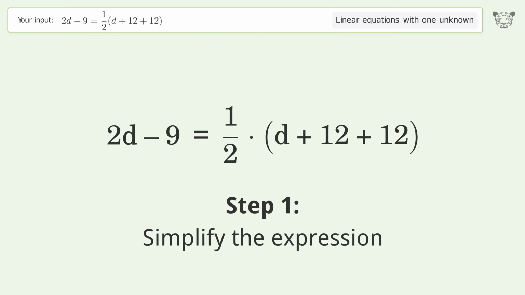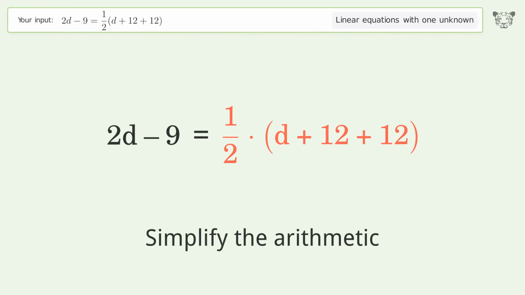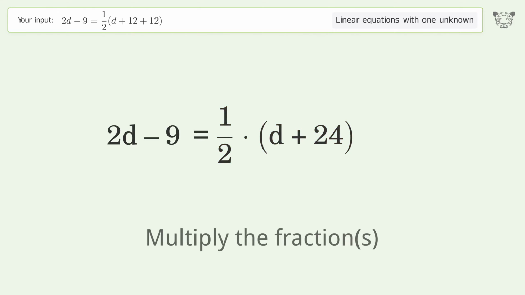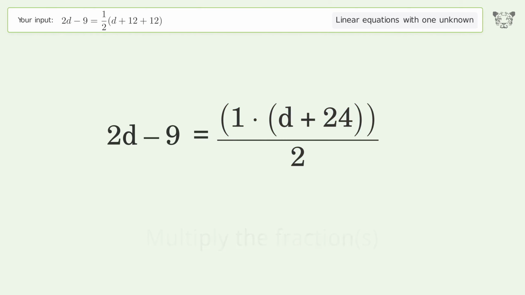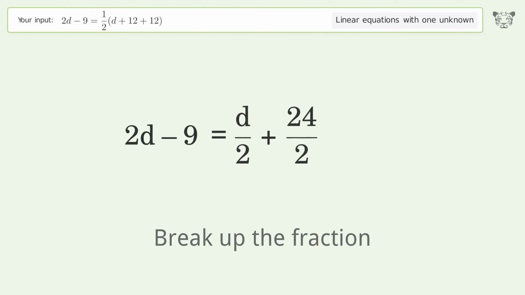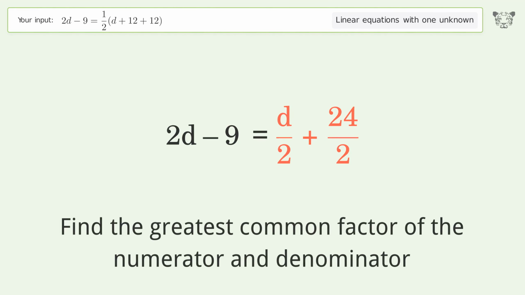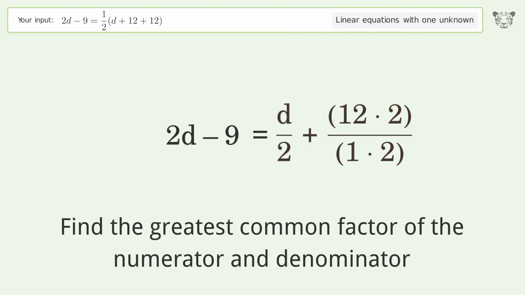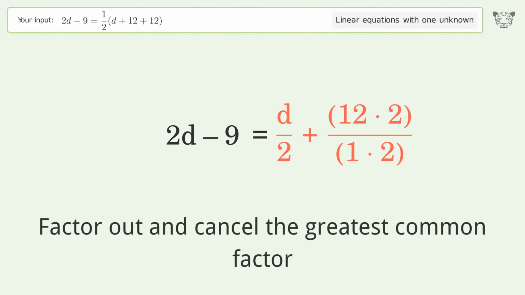Simplify the expression. Simplify the arithmetic. Multiply the fractions. Break up the fraction. Find the greatest common factor of the numerator and denominator. Factor out and cancel the greatest common factor.